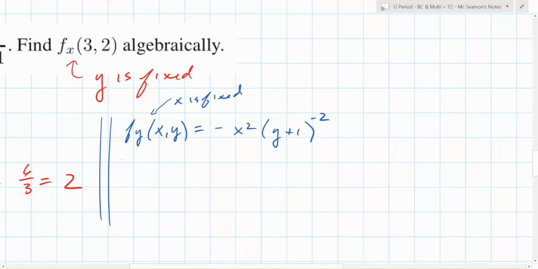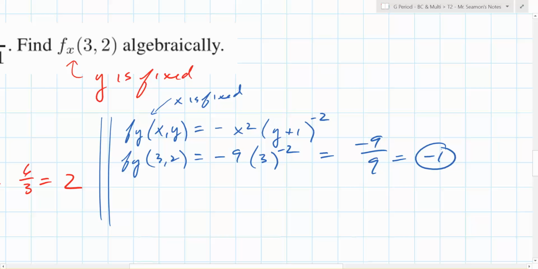So now, f_y(3, 2), what's that going to be? Negative 9 over, did I just not do basic math right there? 3, sorry, over what? It's going to be negative 9 over 9, which is negative 1. Remember we did that question yesterday, and like 3 different people came up with 3 different answers, but negative 1 was, remember that? Negative 1 was definitely the answer to this.